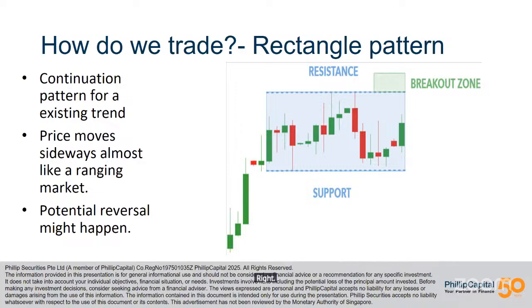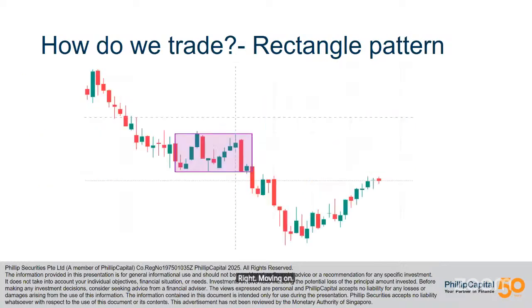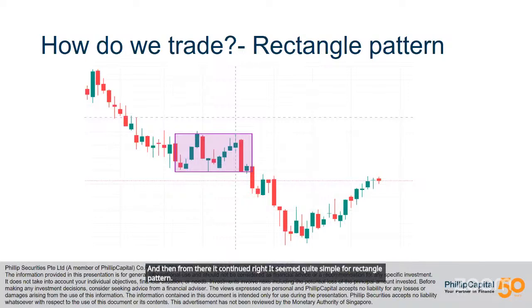Okay. Moving on. These are some examples that I found. You can take a look. Basically, this is on an hourly time frame. Price consolidated for a while, broke out, and then from there it continued. Quite simple for a rectangle pattern. This is a short-term ranging market.